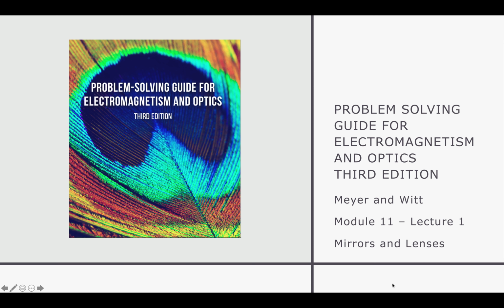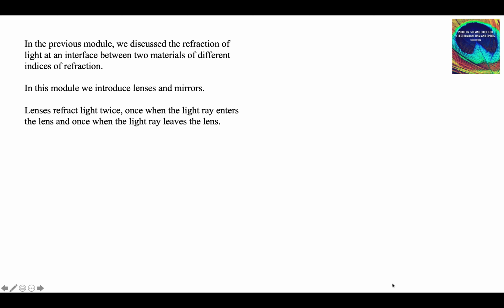Lecture number 1 in Module 11 in the book Problem-Solving Guide for Electromagnetism and Optics, Mirrors and Lenses. In the previous module, we did the refraction of light at an interface between two materials with different indices of refraction. Here we have lenses and mirrors, light going through lenses and reflecting off of mirrors.